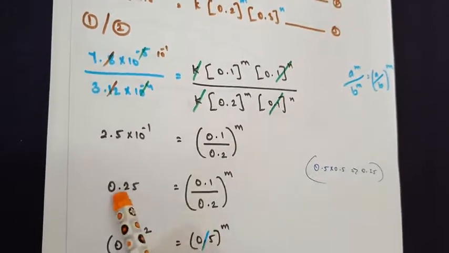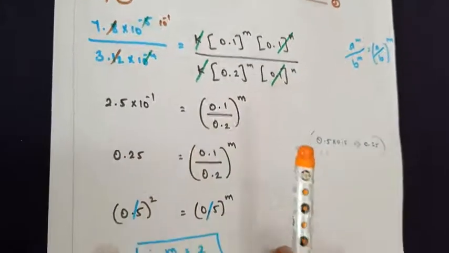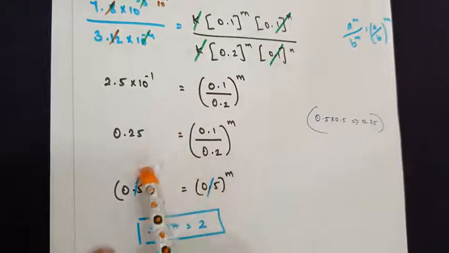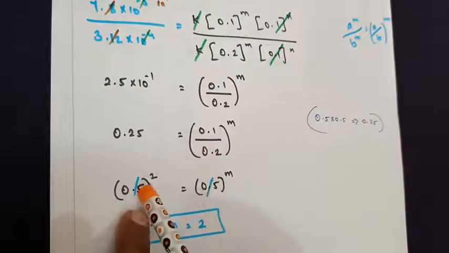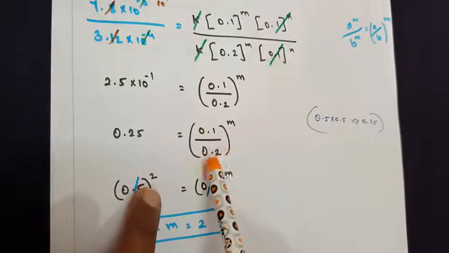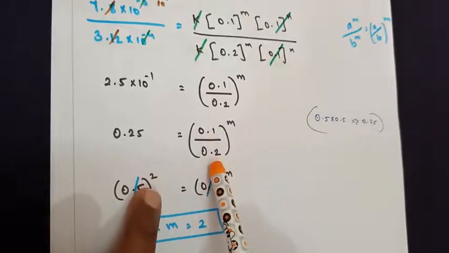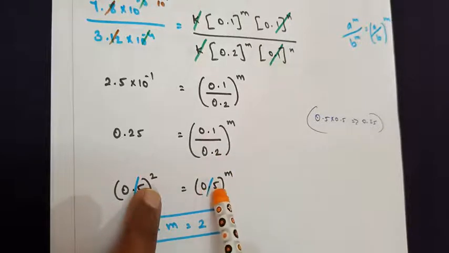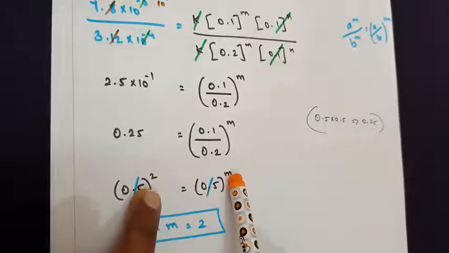Next step, 0.25, you got it here. Now 0.25, a little more you can simplify. Now I'll tell you this point, then I'll come back to here. 0.1 and 0.2, point and point get cancelled. 1 by 2 when you divide, you get 0.5 to the power m. You get the answer.